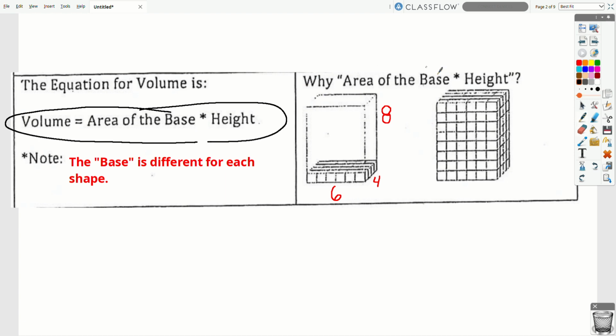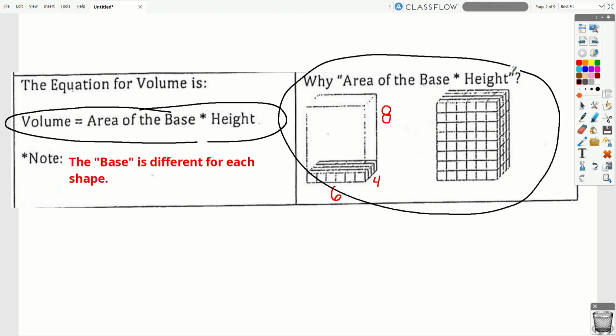Okay, and so this is just a conceptual understanding. Why is the equation area of the base times the height? Okay, so this area of the base part, that's as if we found the area in this bottom layer, right? So if it's 6 across 4, 6 times 4 is 24. Or if we counted, there'd be 24 here, right? So that's the area of the base part. And then we're multiplying it by the height. The height here would be 8. That's just like stacking 8 on top.